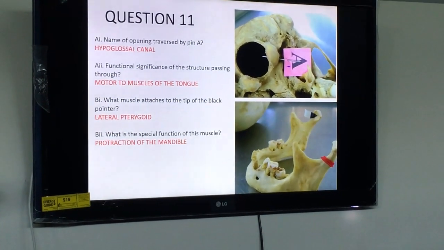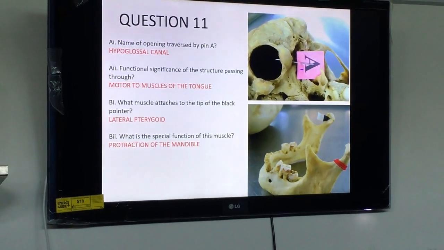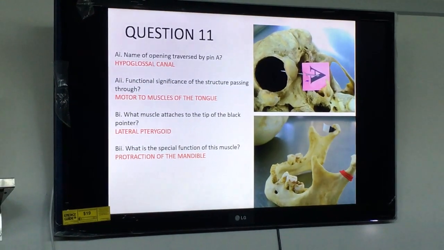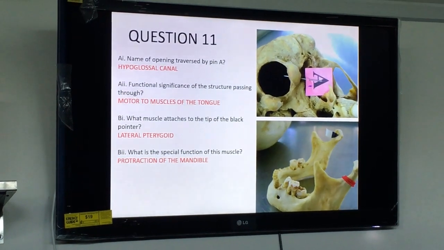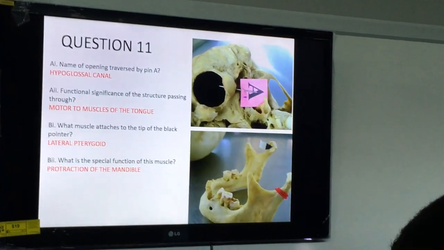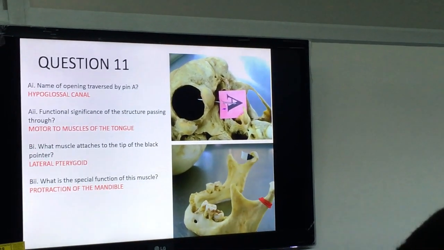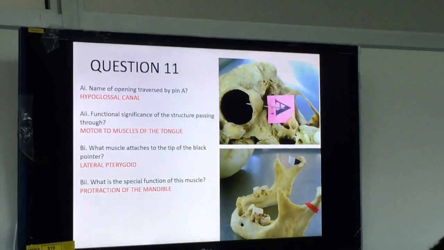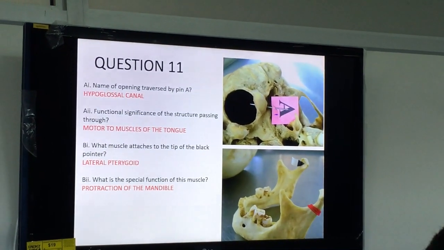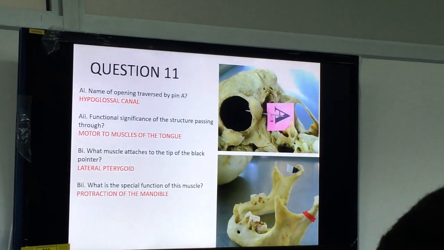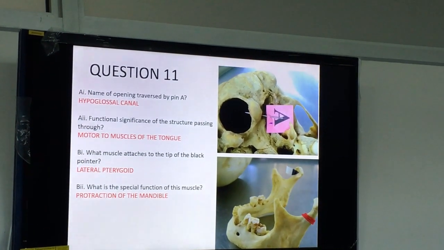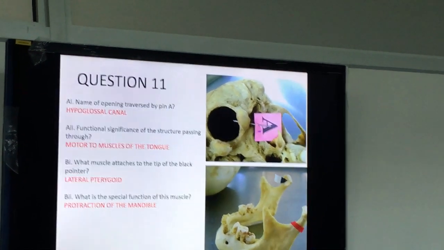And then, name the opening traversed by the pin: the hypoglossal canal. Functional significance of the structure passing through it. From the question, I know exactly whose question this is, because that's exactly how he asks it every year, same old thing. And sometimes he says the structures passing through here are motor to, as you can see, the muscles of the tongue, right? Anything else pass through that, you think?